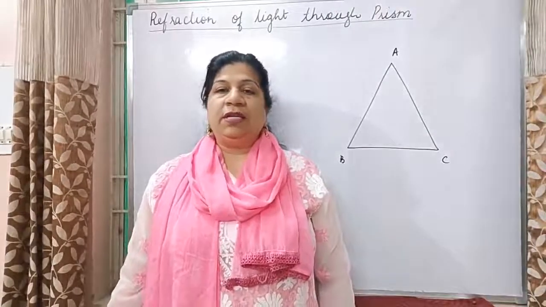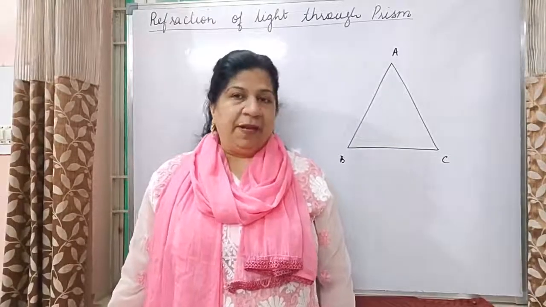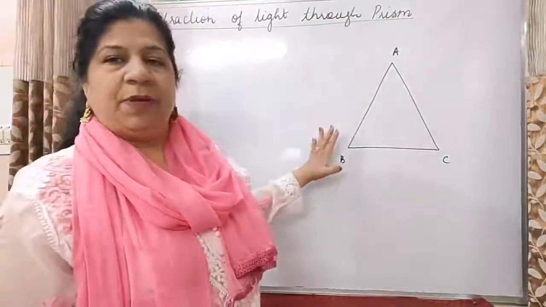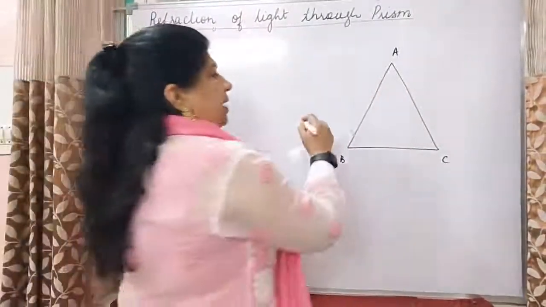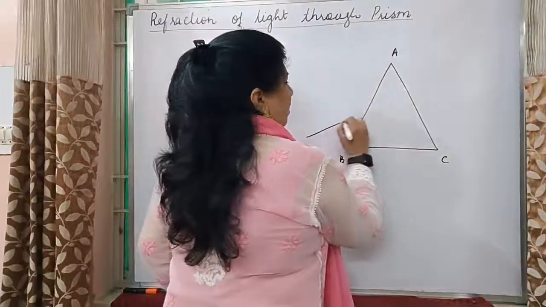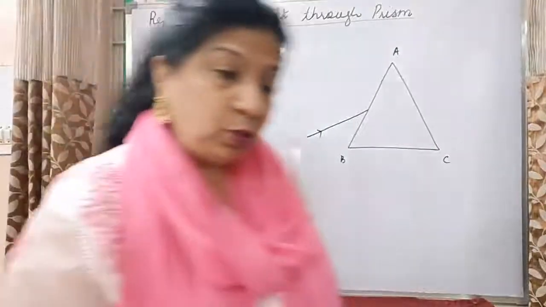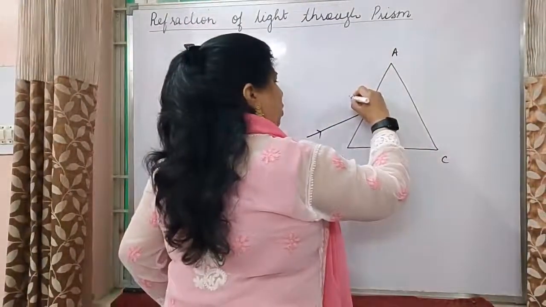You should have a logical explanation to make a diagram, and then you don't have to mug up anything and you're able to make it. Look here, children, we have taken a prism, a triangular section of prism A, B and C. A light ray is incident on the prism at any angle to the normal. So I am drawing a normal on this point.